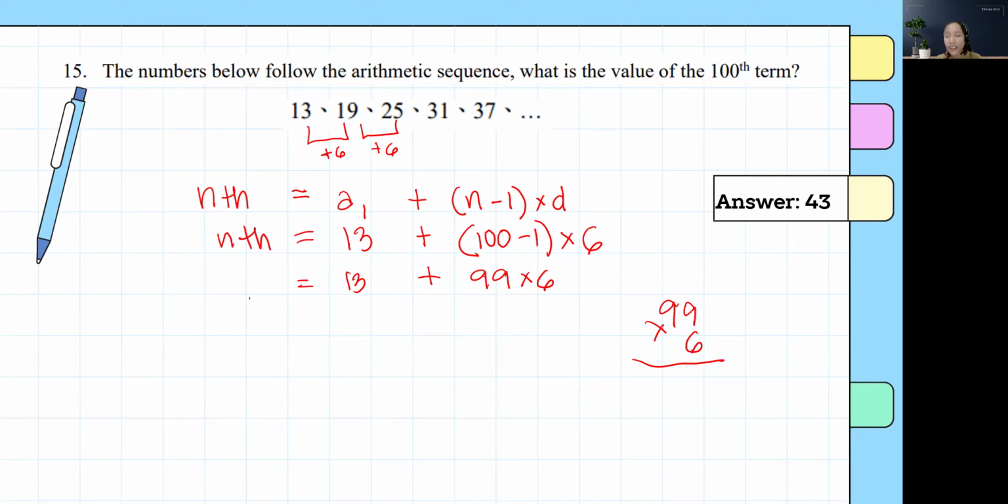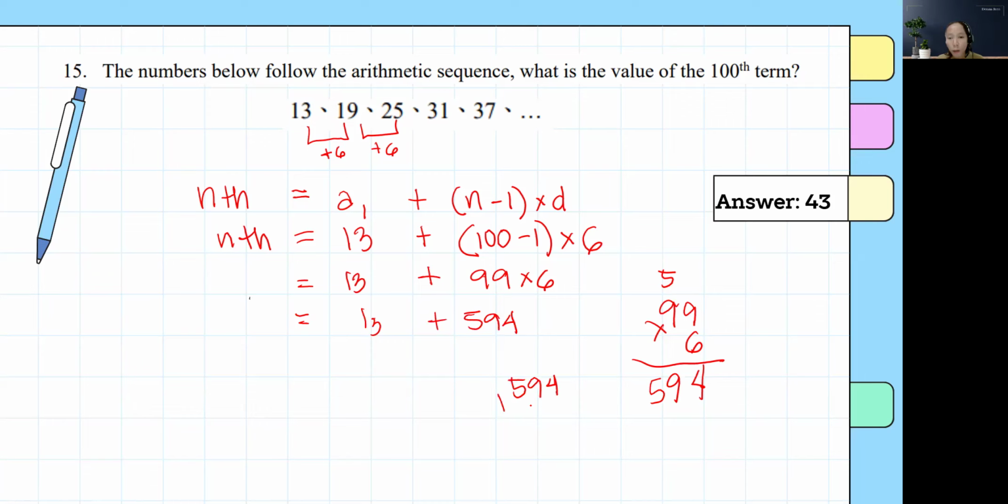6 times 9 is 54. 4, carry 5. Concerns, please put it in the chat box. 6 times 9, 54. 4, carry 5. 6 times 9, still 54, plus 5 is 59. So that's 594. So 13 plus 594 is actually, okay, let's add it here.